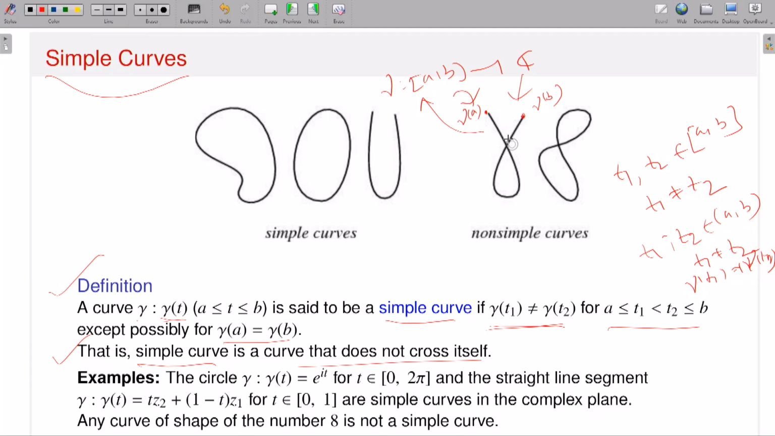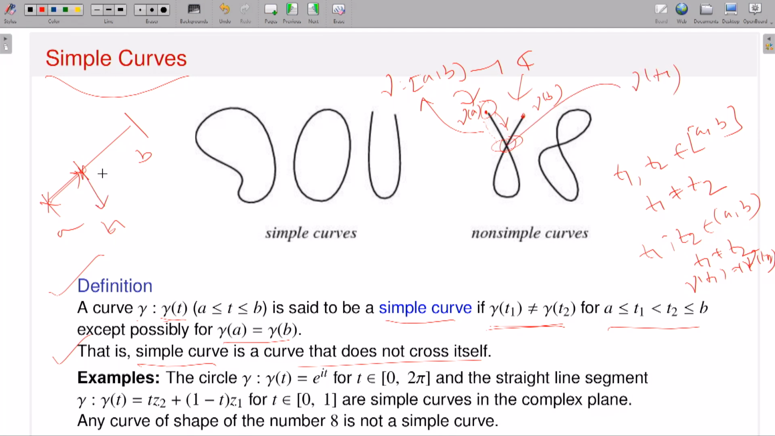But now look, there is a cross, okay? So that means if I start from A and move towards B, suppose this is A and this is B. I'm starting from here, then going in this direction, moving along this curve. So at some point of time, let it be T1 here, this value will be gamma of T1, right?